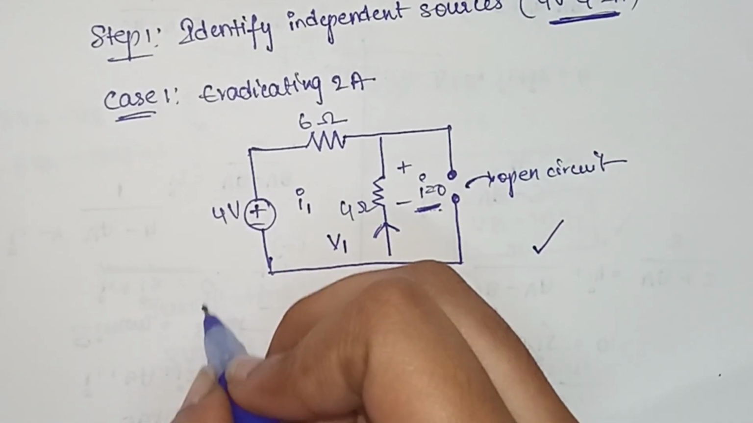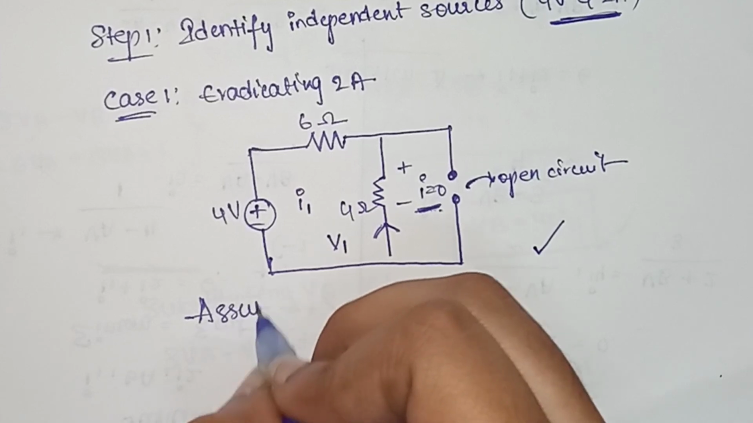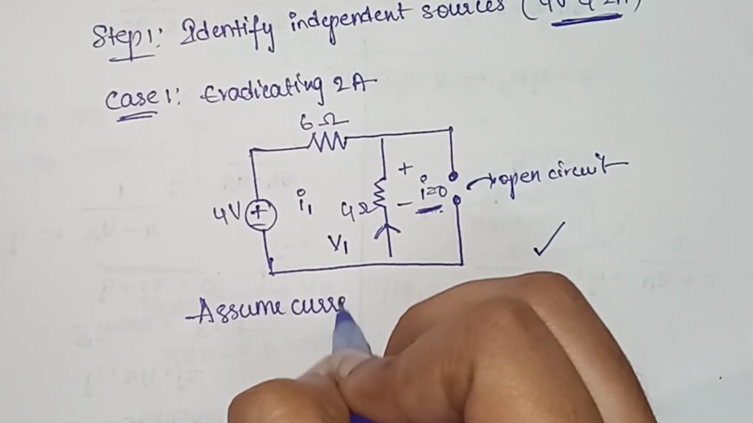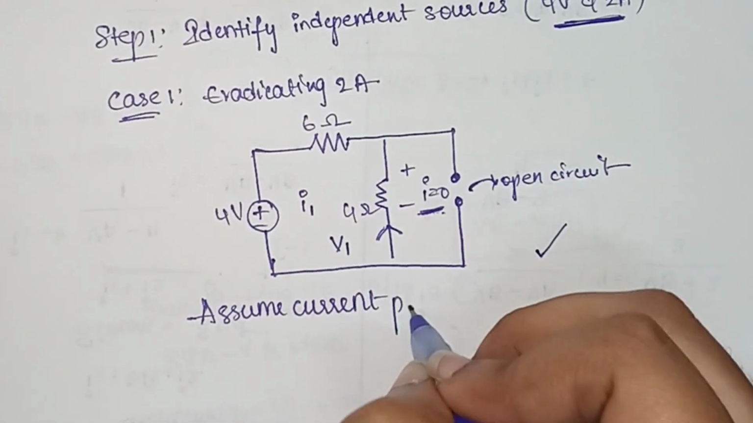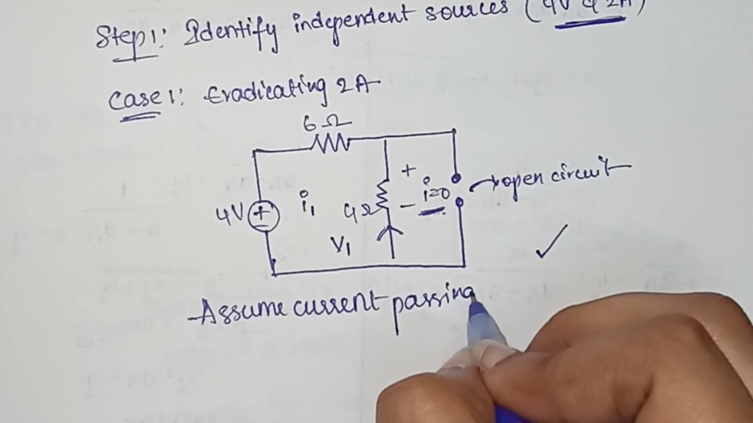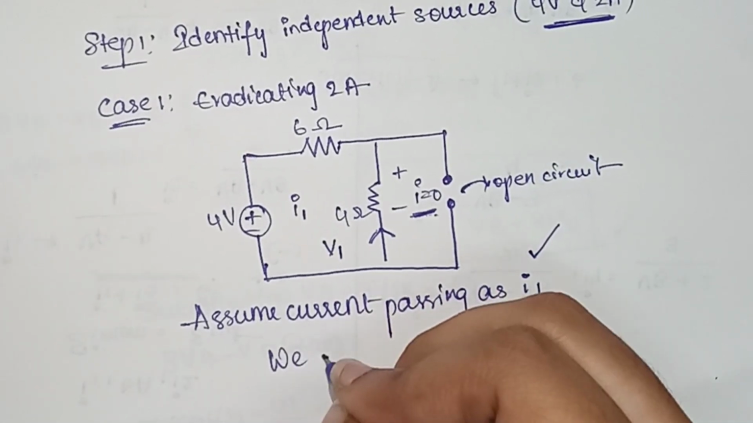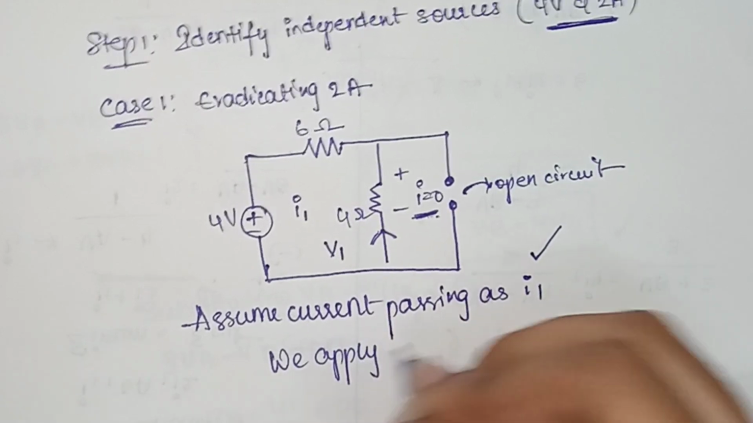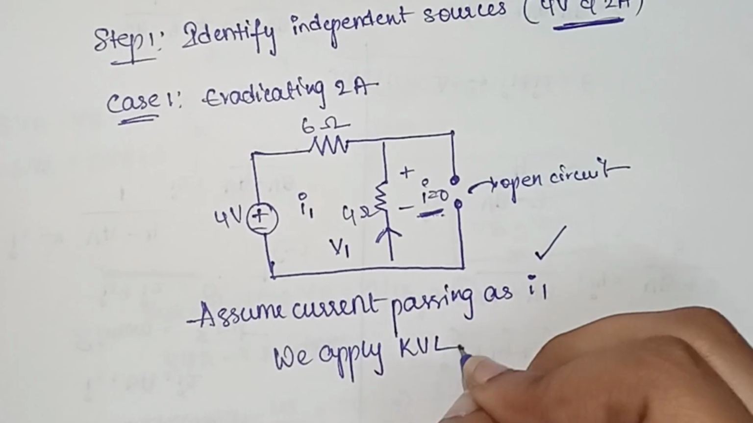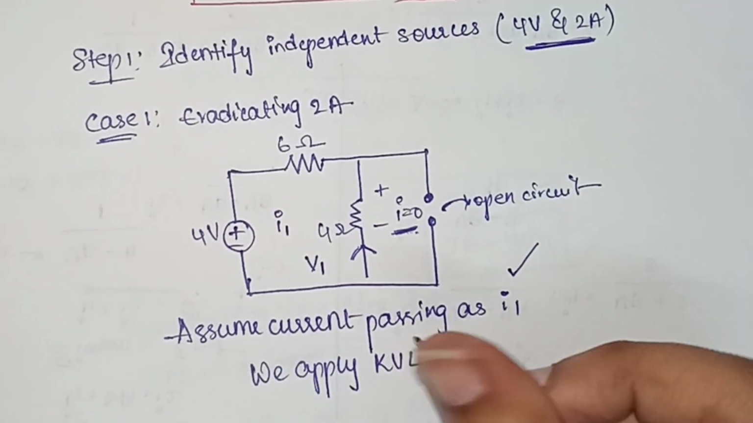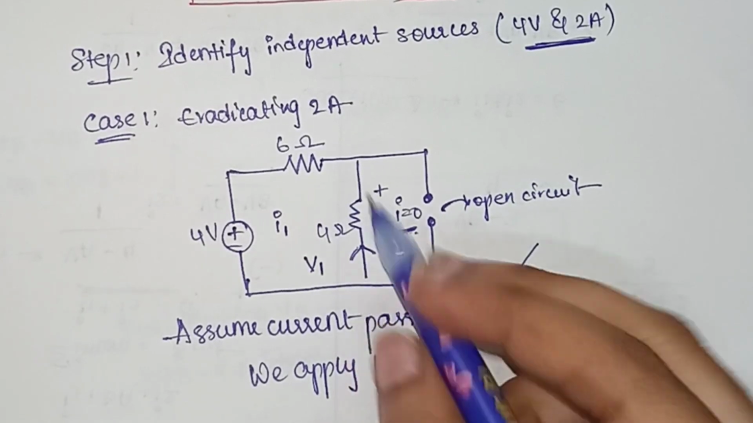So what we'll do now, we assume the current passing as I1, and now we'll apply KVL here. So in the superposition theorem we apply KVL. After applying KVL, what will we get? We need to find out the equation.